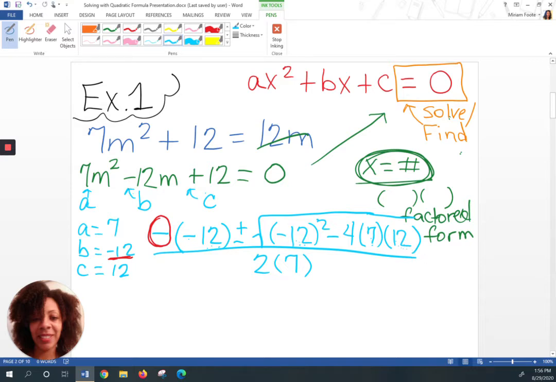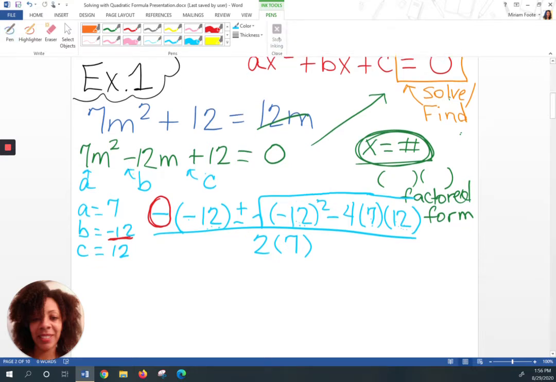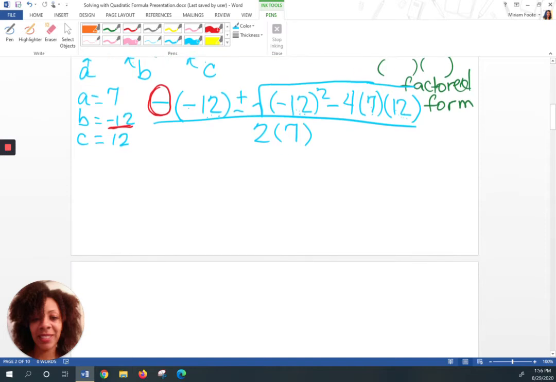Now you want to start simplifying. Let me make some room here. Once I start simplifying, I am going to end up with a positive 12 because a negative times a negative will make this a positive. Positive 12.